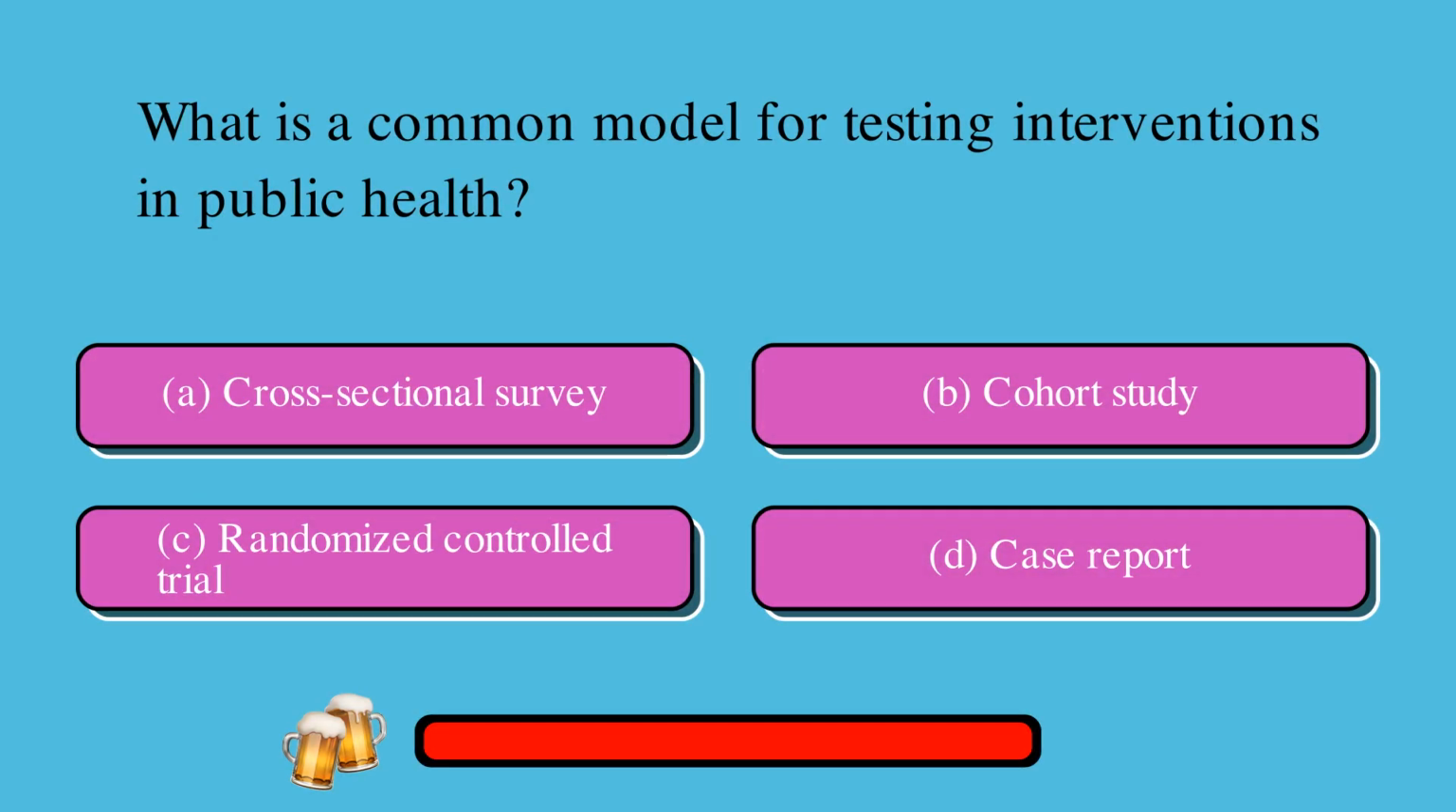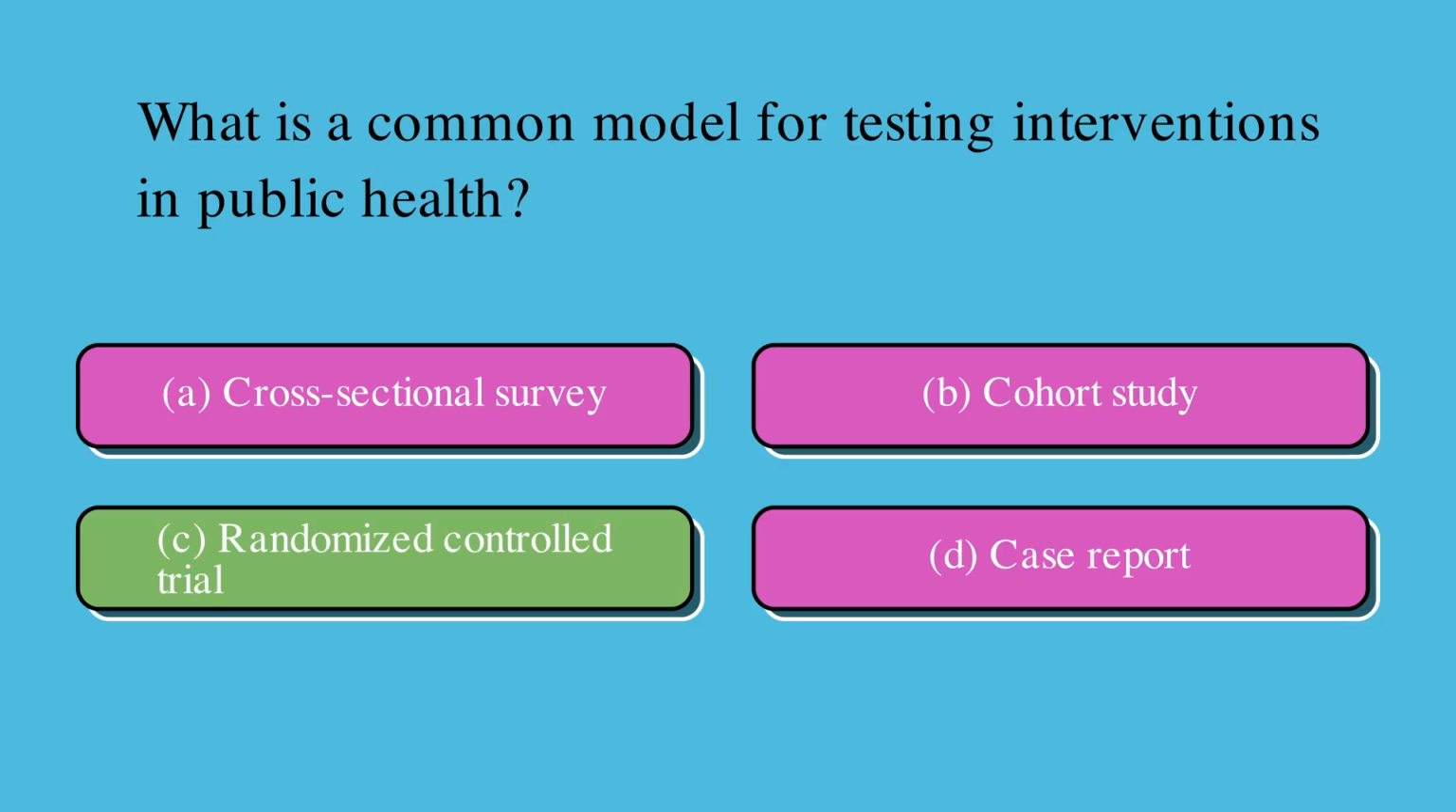What is a common model for testing interventions in public health? A, cross-sectional survey, or B, cohort study, or C, randomized controlled trial, or D, case report? The correct answer is C, randomized controlled trial.